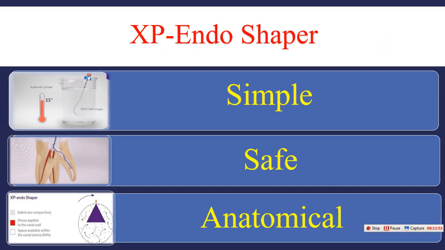So when using the XP Endo Shaper, the preparation is simple, safe and anatomical. Simple, why simple? Because it's one instrument. Using one instrument can shape the canal from ISO 15 to ISO 30 and can change its shape at body temperature. This is simple. Safe because it's gently shaping the root canal system with small core diameter, which reduces the stress because of gradual tapering, reducing stress and microcracks on the dentine wall. Anatomical because it respects the original shape of the canal with only small core diameter.